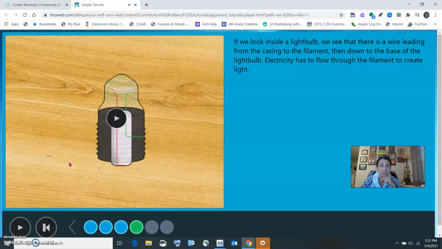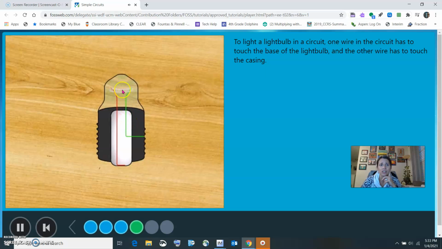Now this part is really interesting because we talked about where we're supposed to put the ends of the wire, but we never talked about why, and now we're going to find out why. If we look inside the light bulb, we see this lead wire comes up here, goes to the filament, and then comes down here. So the electricity has to flow through the filament to create light.